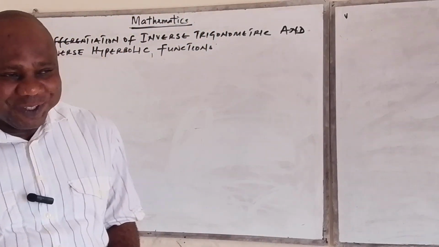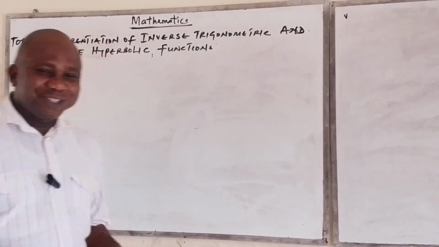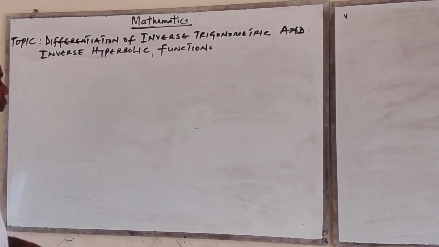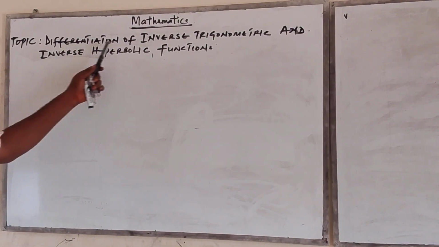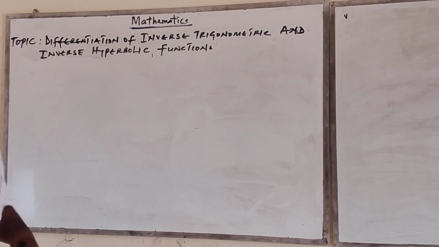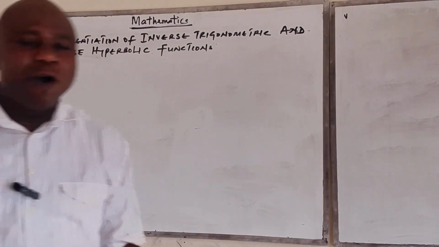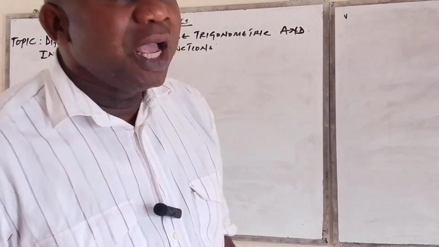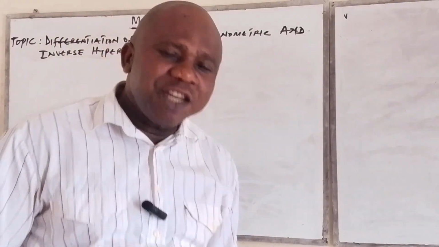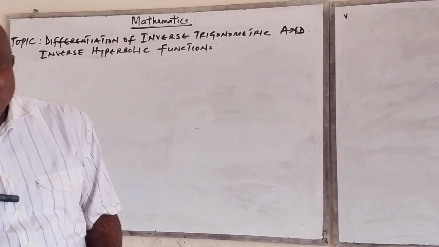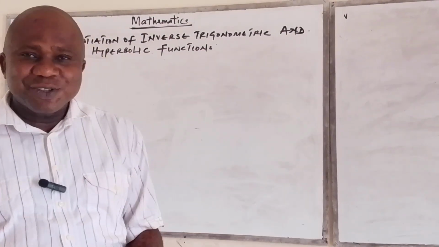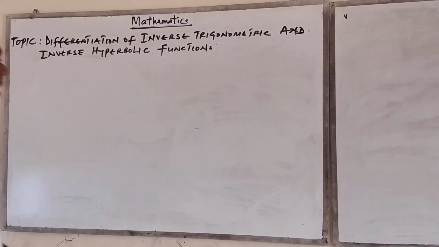Today, we are going to be looking at another section of differentiation. So, we are going to be looking at differentiation of inverse trigonometric and inverse hyperbolic functions. Now we are going to be seeing how to differentiate sine inverse of x, cos inverse of x, and tan inverse of x. So let's get started.